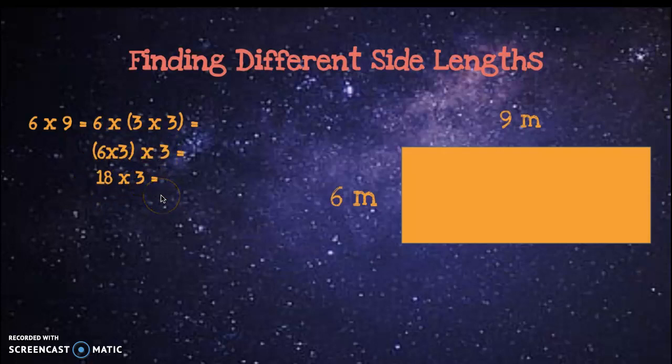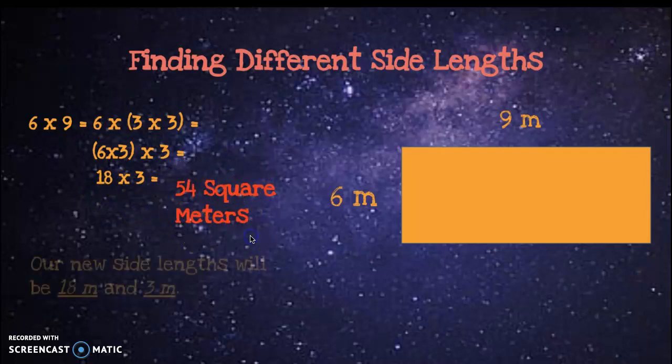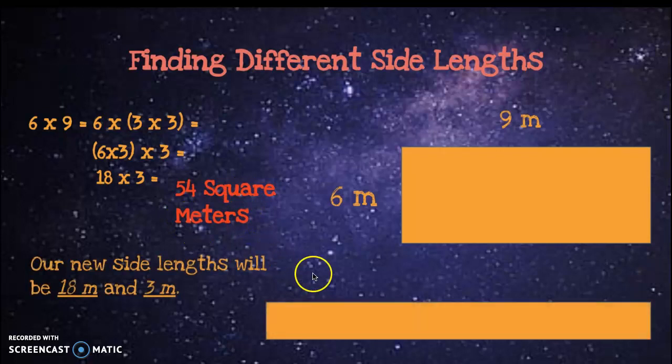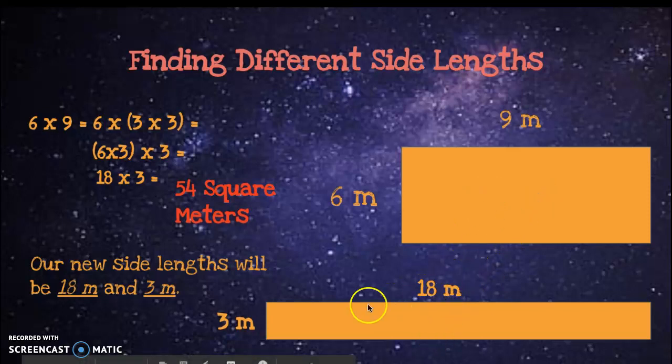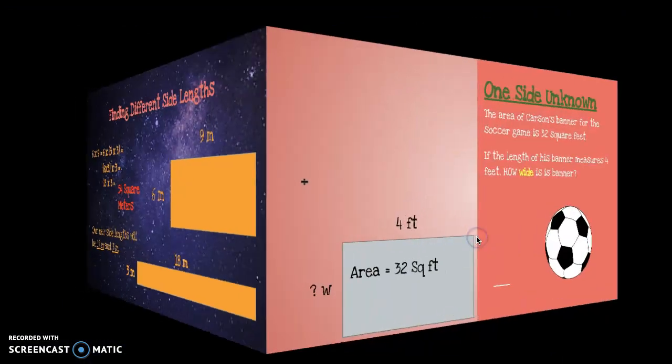So what did we just find? Well, we found out that these 2 new side lengths of 18 and 3 still equal 54 square meters. So that means that our rectangle looks different, but it still has the same area of 54 square meters. So our area is the same regardless. Even though the rectangle looks different and the side lengths are different, it still has the same square area.